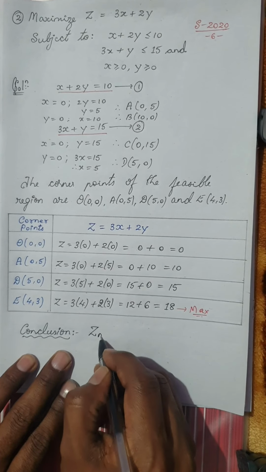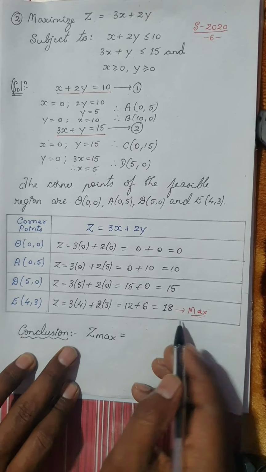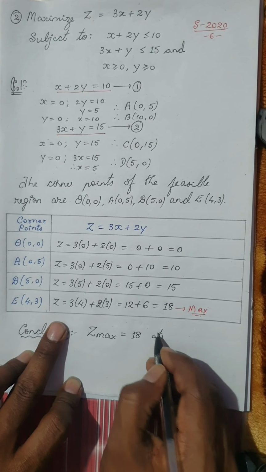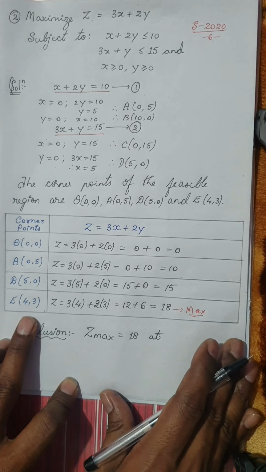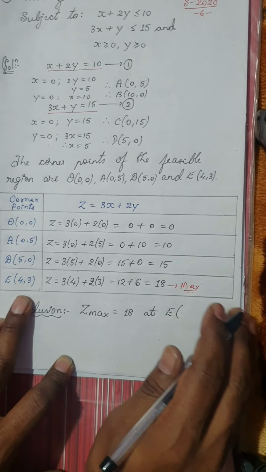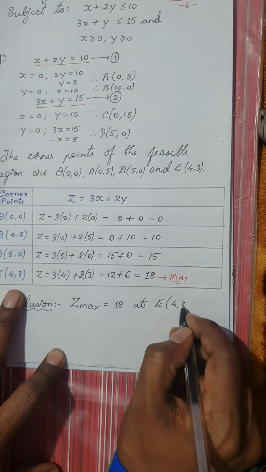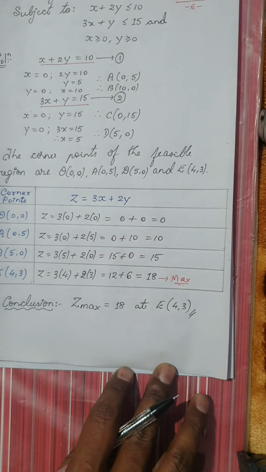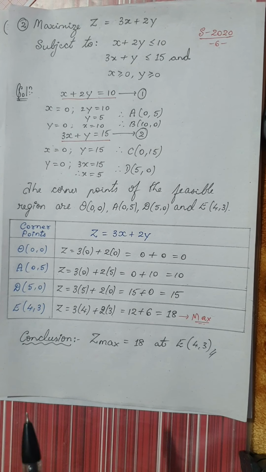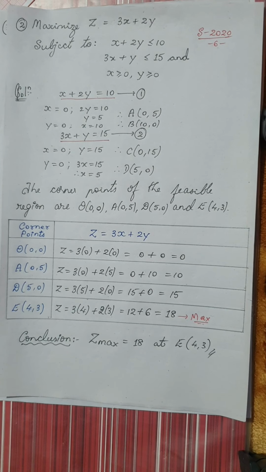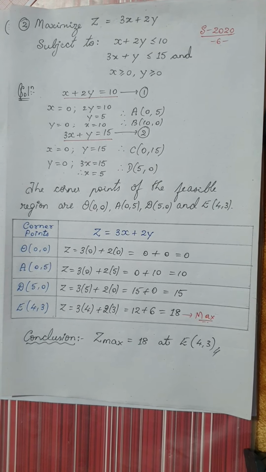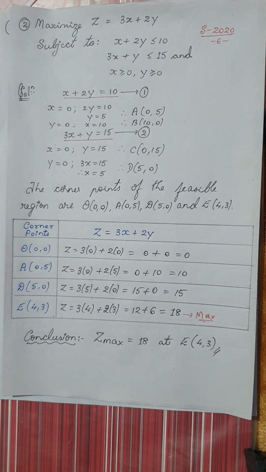Therefore you want Z max, isn't it? Therefore Z max is, first write the value, which is 18, and the point at which it occurs, which is E, that is 4 comma 3, isn't it? And this will conclude the process of finding the solution by graphical method. Okay, very simple, isn't it? So let's move on to the next question now.